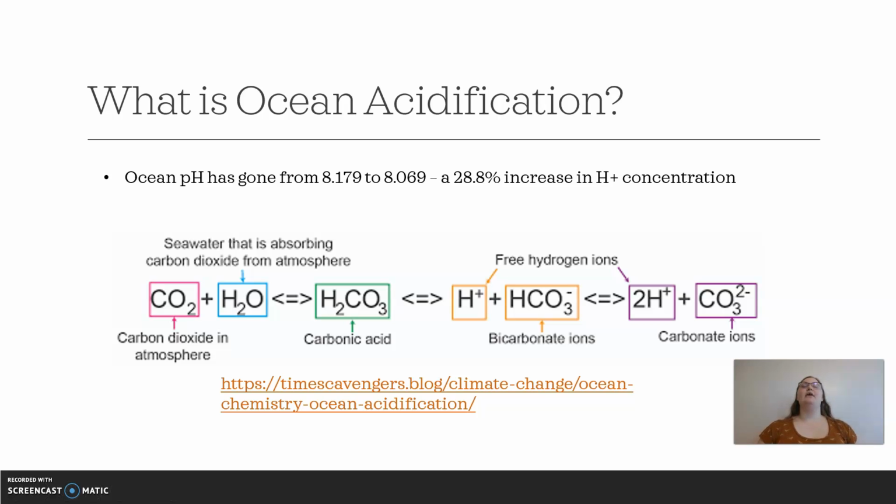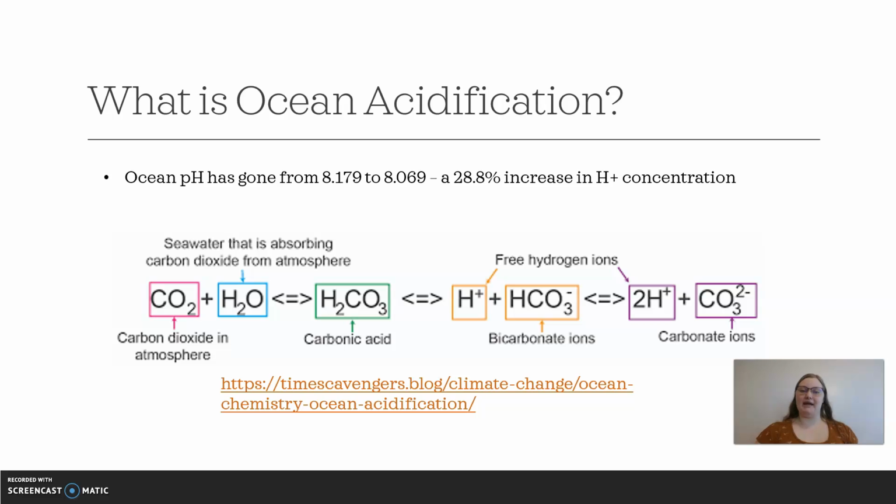So what is ocean acidification? So ocean acidification is, as the name suggests, when the ocean pH goes down. In recent years, well, from the pre-industrial era, the pH was around 8.179. However, in present day, it's gone down to 8.069. And this doesn't seem like a very large difference, but that is actually a 28.8% increase in H+ concentration.